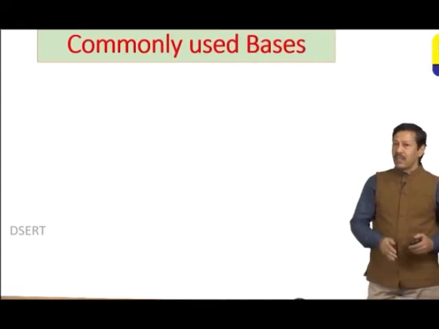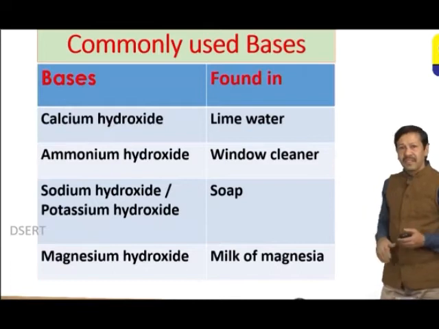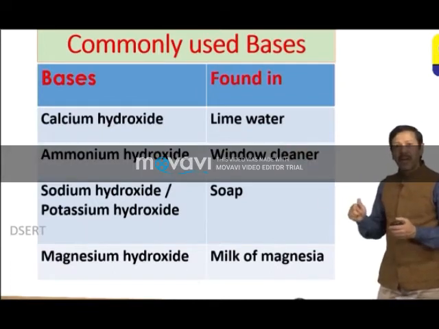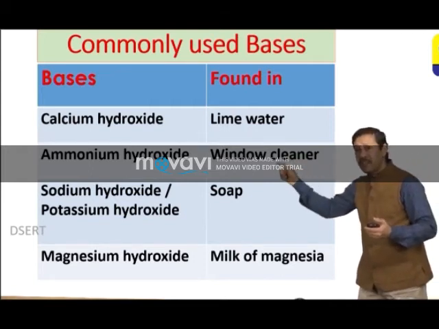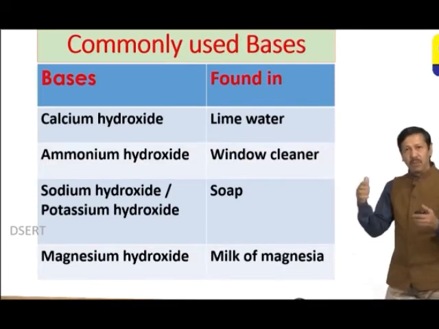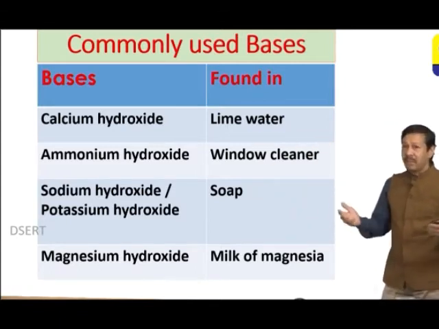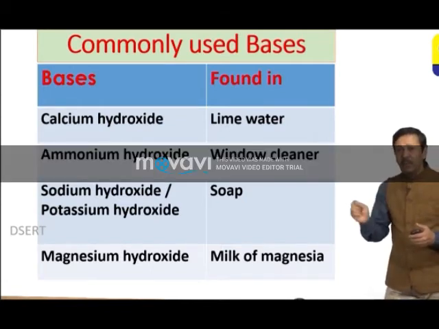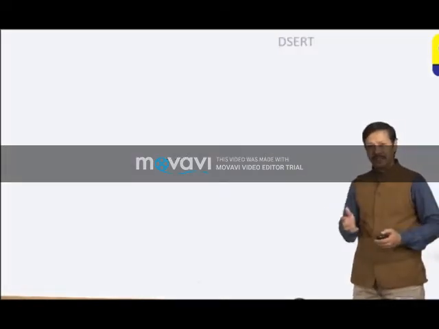Now commonly used bases, here is the list. Calcium hydroxide base is found in lime water. Similarly, ammonium hydroxide is used in window cleaning solutions. Similarly, sodium hydroxide or potassium hydroxide are used for manufacture of soap, and magnesium hydroxide is an important ingredient of milk of magnesia antacid.